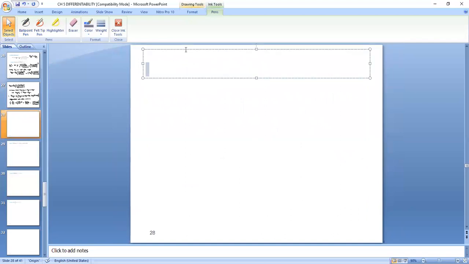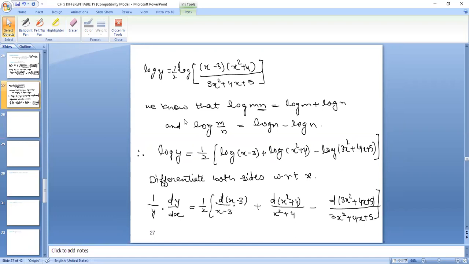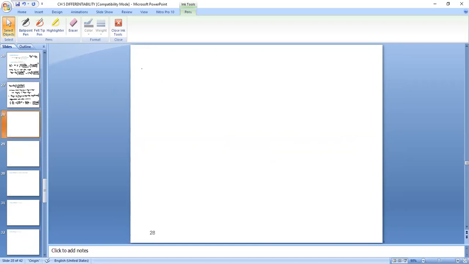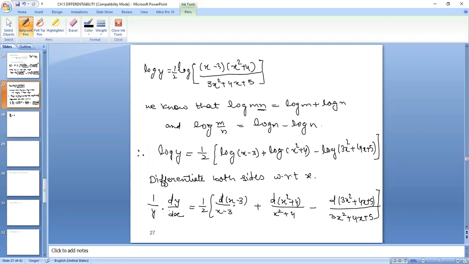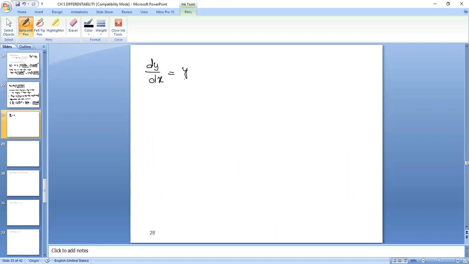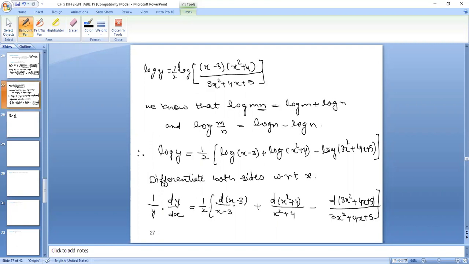So we will be having 1 upon y dy by dx, or we can write dy by dx is equal to y. Y we are taking to the right side, or we can say multiply both sides by y. So it will be y upon 2, 1 upon 2 instead, we are having y upon 2 because we are multiplying both sides by y, or you can say that take this y to the right hand side.